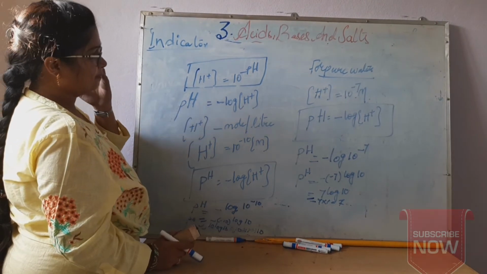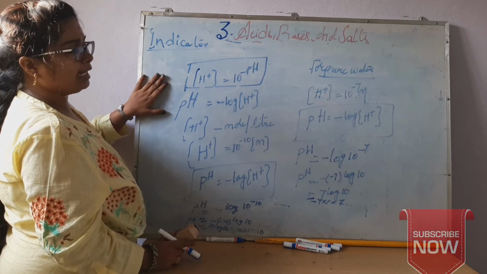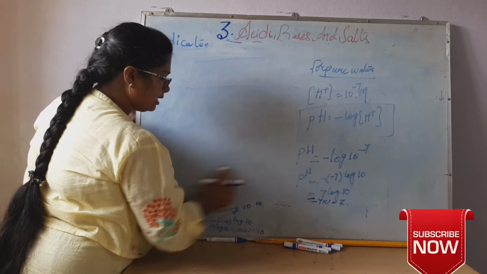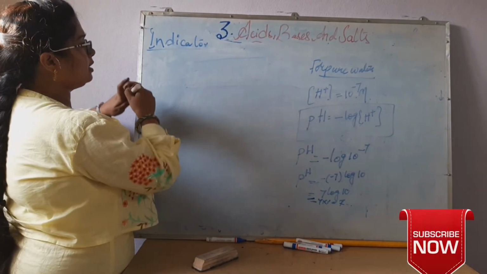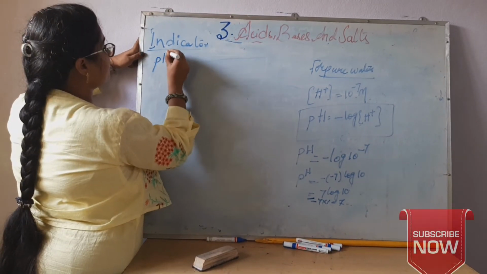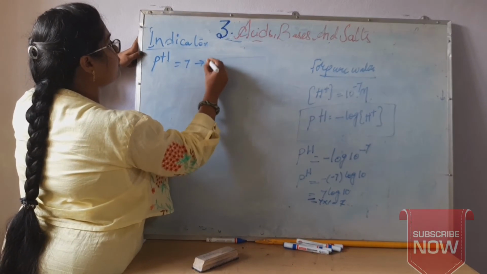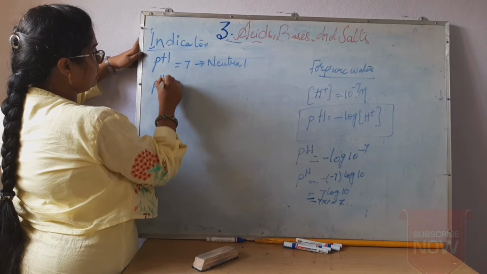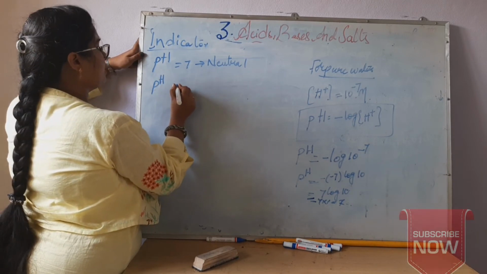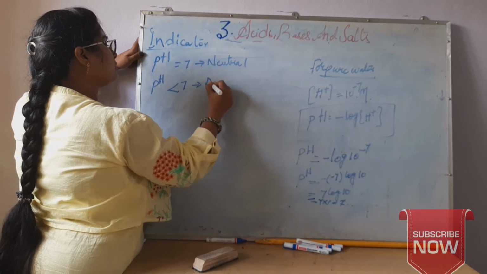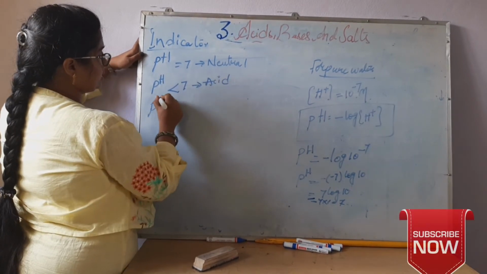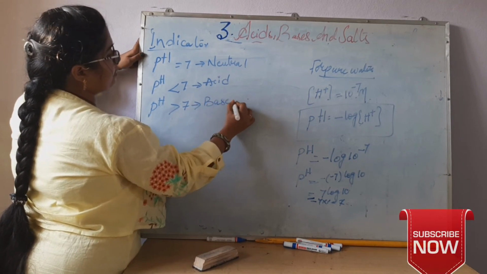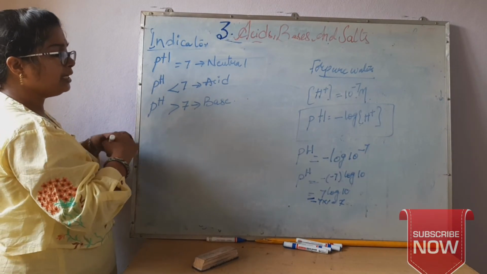Now, did you understand this pH scale? I hope you all understood. When pH is equal to 7, then it is neutral. If pH is less than 7, it is an acid. When pH is greater than 7, it's a base.